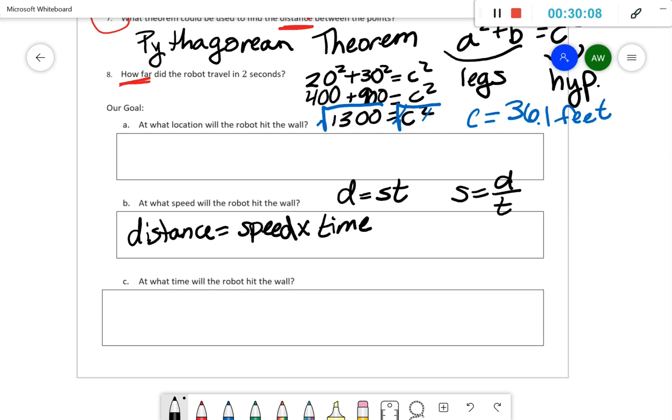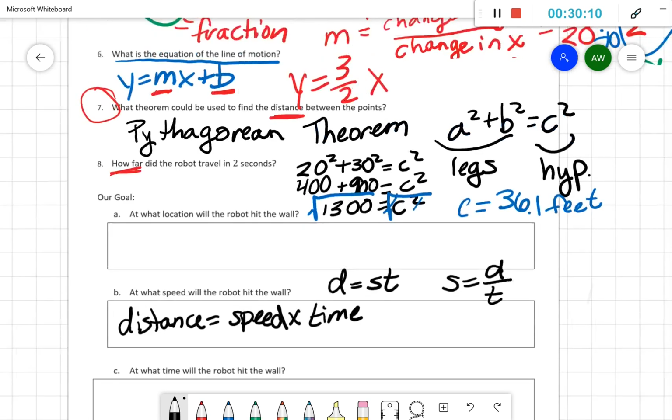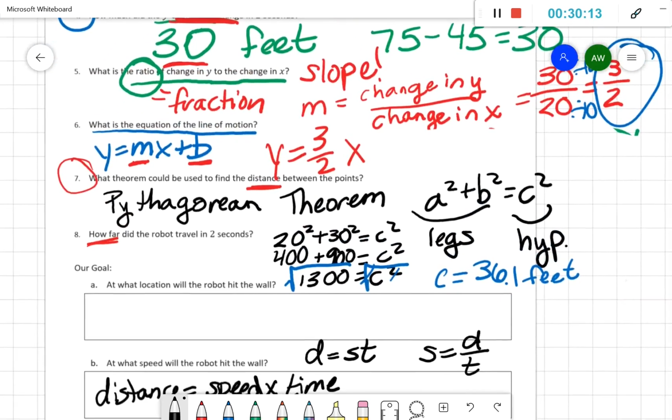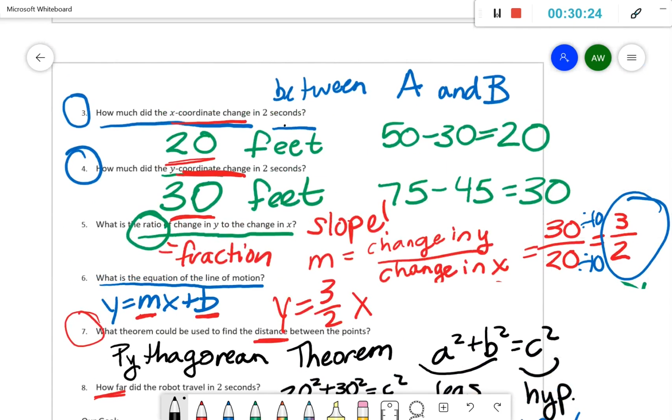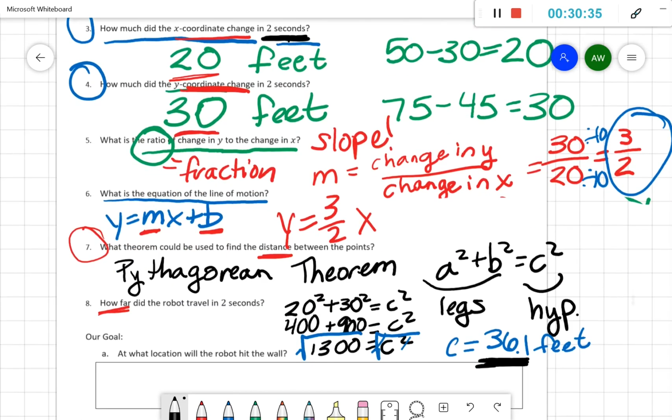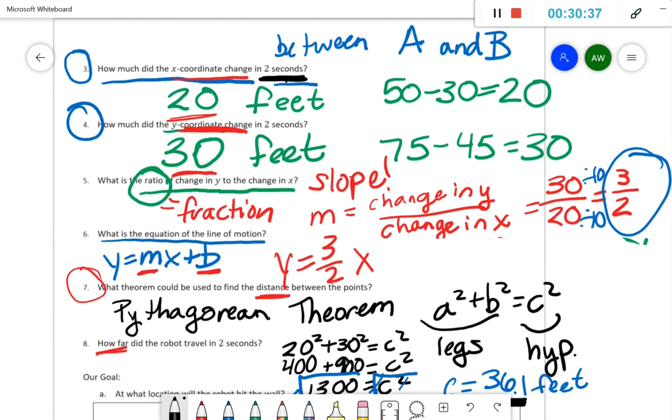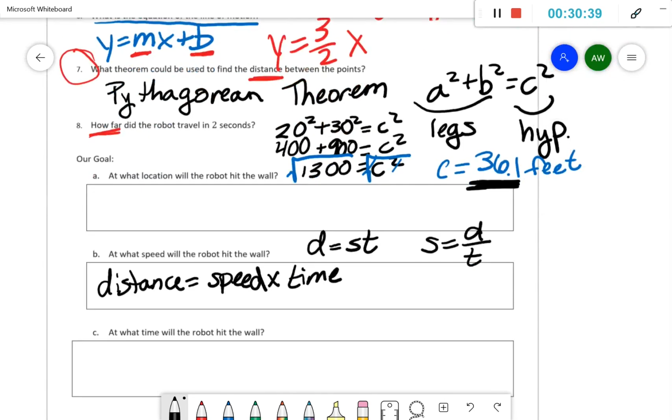So we're going to use this in this situation. Now we know that the distance we went was 36.1 feet. We figured that out in question number 8. We also know that the time we've taken was 2 seconds. We talked about where this 2 seconds comes from when we talked about number 3 and number 4. And if you need to rewind to refresh that part, you might want to do that. All right, so we know that the time we spent was 2 seconds. We know the distance we traveled was 36.1.